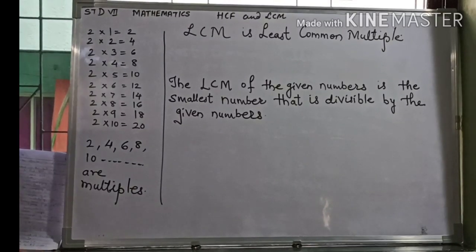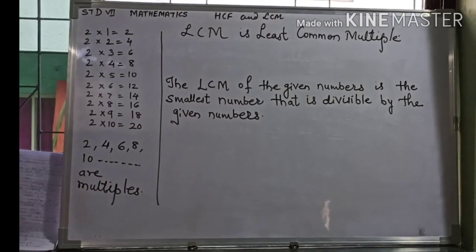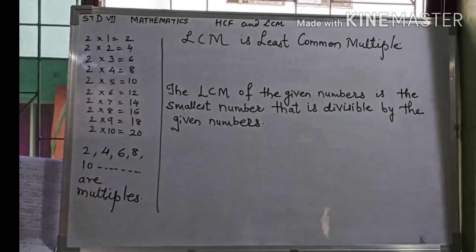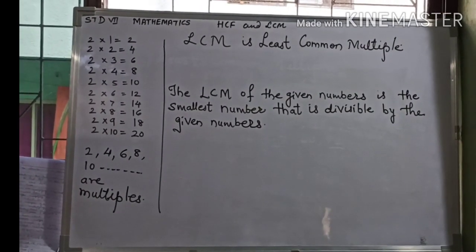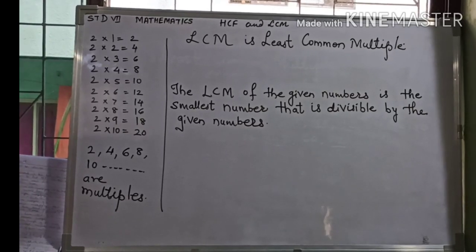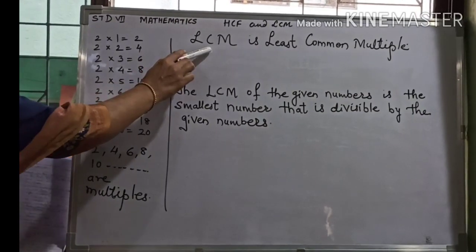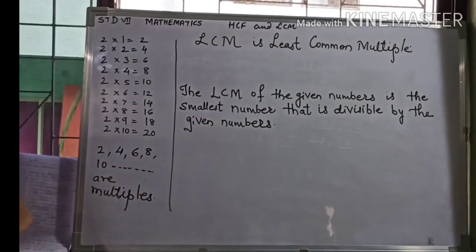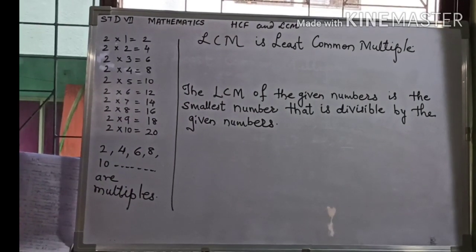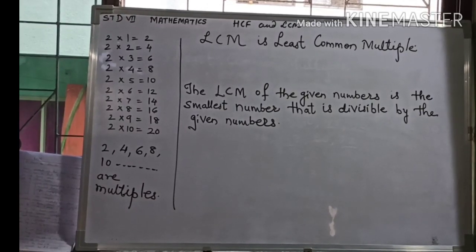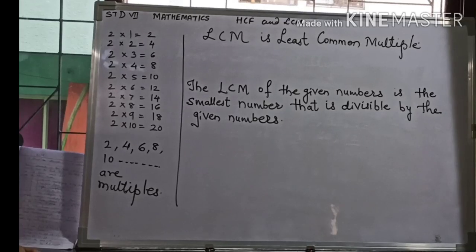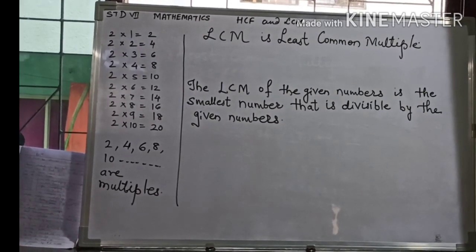Multiple means something to do with multiplication. You have learnt about multiples in 5th standard, but I just revised that. Now we will learn about LCM. LCM is least common multiple. The LCM of the given numbers is the smallest number that is divisible by the given numbers. LCM should be the smallest number and also it should be divisible by the given numbers.